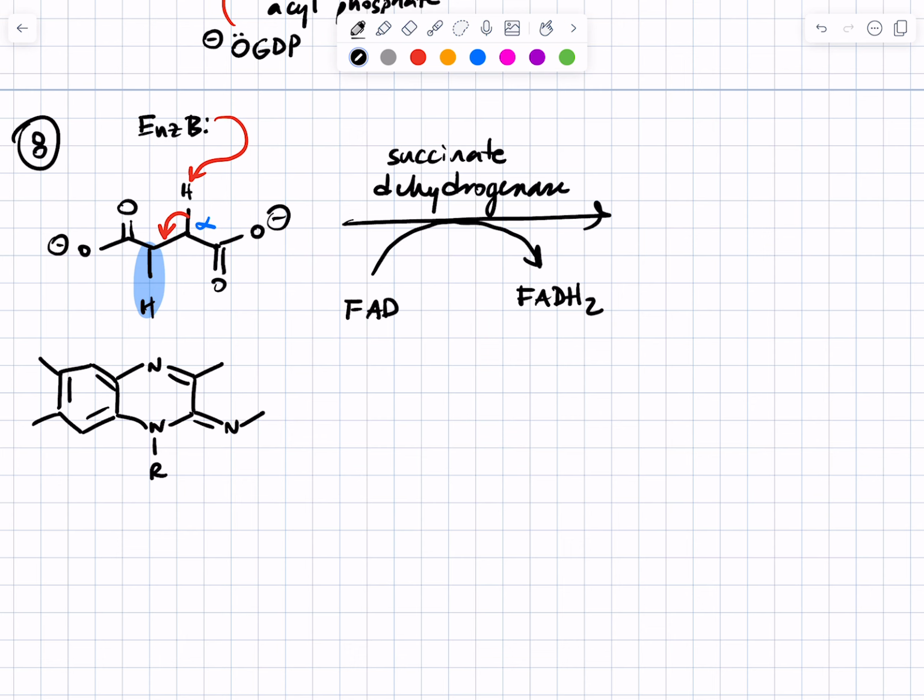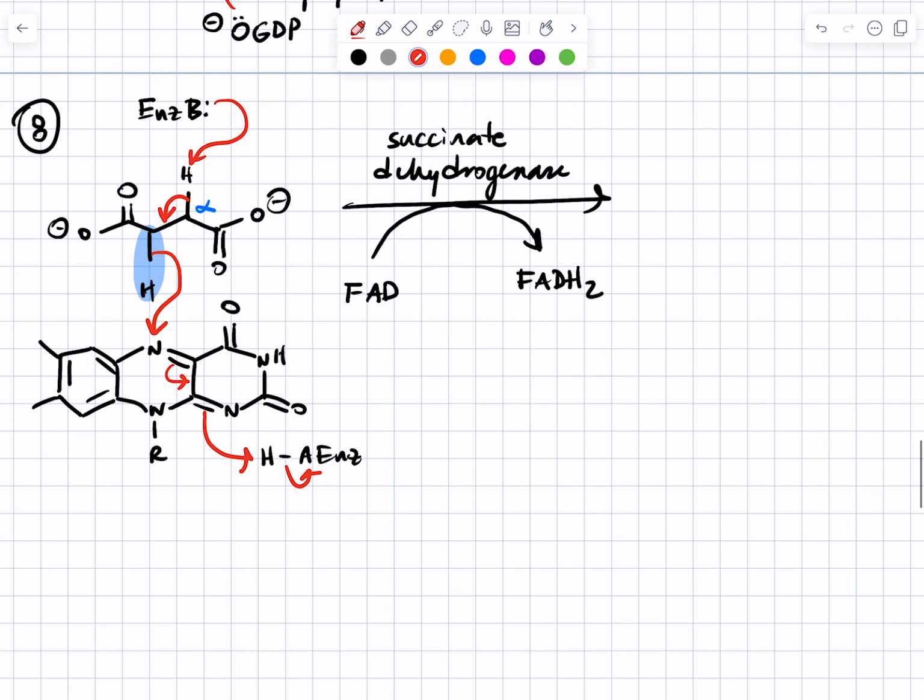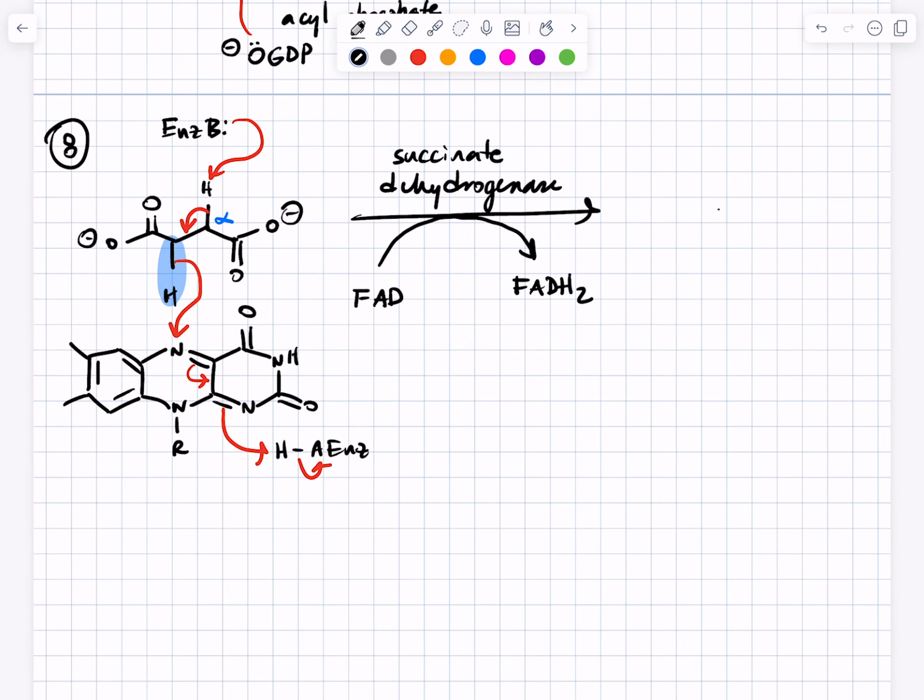So here is the structure of FAD. Hydride is delivered to this nitrogen that's sort of at the para position relative to the other nitrogen. Then electrons kick down here, and then the other nitrogen gets a proton from solvent or from the enzyme. You can tell that this is an oxidation reaction because it decreases the number of carbon-hydrogen bonds in our product.